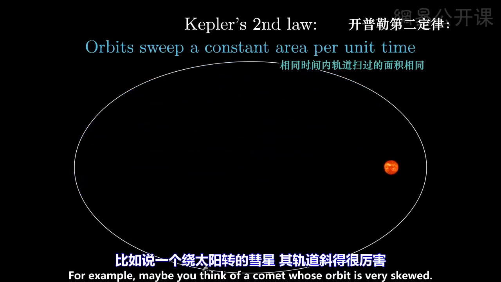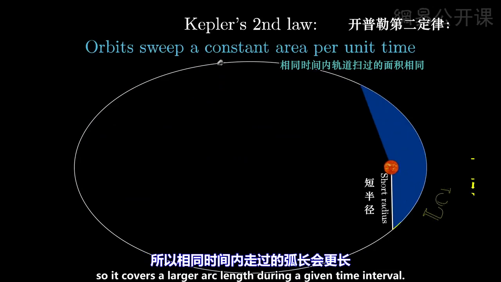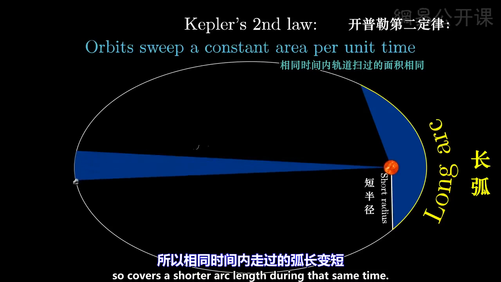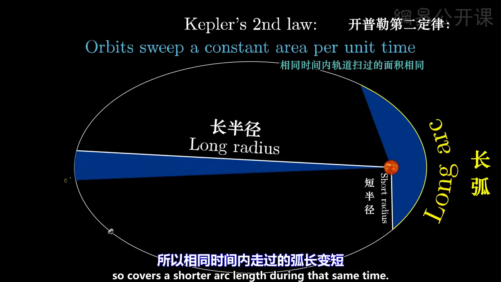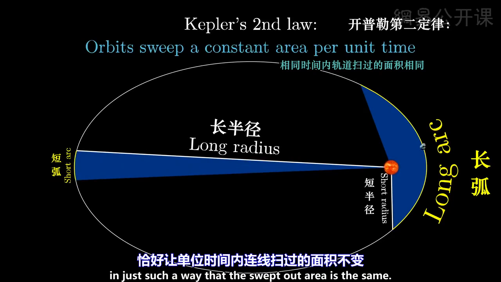For example, maybe you think about a comet whose orbit is really skewed. Close to the sun, it's getting whipped around really quickly, so it covers a larger arc length during a given time interval. But farther away, it's moving slower, so it covers a shorter arc length during that same time. And this trade-off between the radius and the arc length balances out in just such a way that the swept out area is the same.